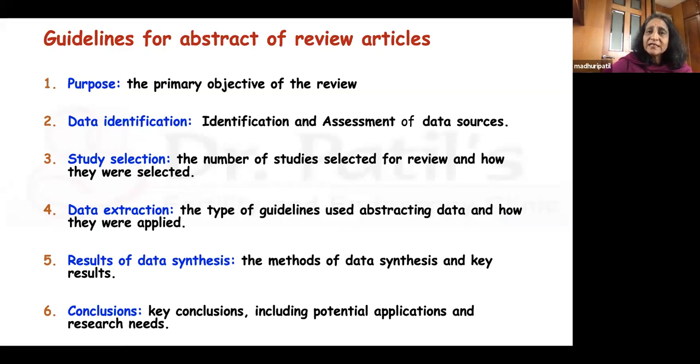So what are the guidelines for an abstract of a review article? That was for an original article. So in a review article, you have to see the purpose, that is, what is the primary objective of the review. Then data identification, that is identification and assessment of the data sources.